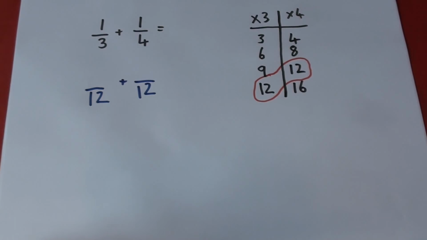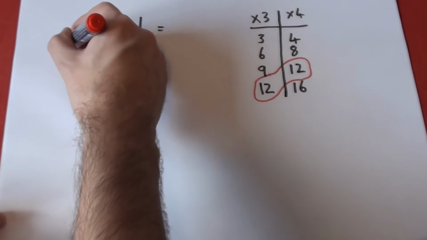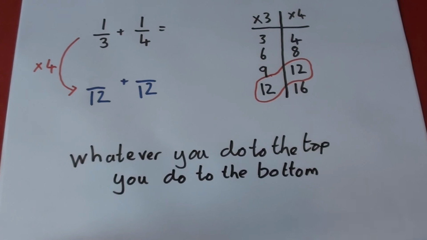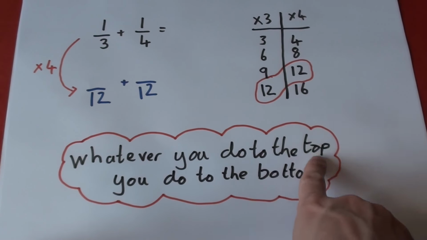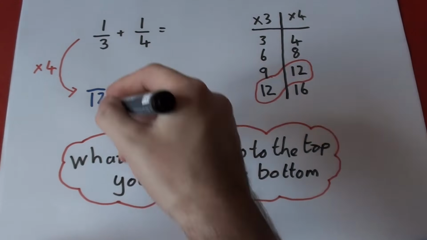I then count down my 3 times table, 1, 2, 3, 4, and see that I've multiplied my bottom number by 4. Whatever you do to the top, you have to do to the bottom. And again, whatever you do to the bottom, you have to do to the top. So if my bottom's 4 times bigger, my numerator also has to be 4 times bigger. 1 times 4 is 4.